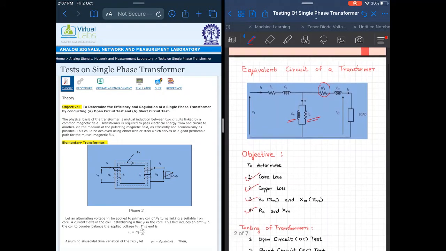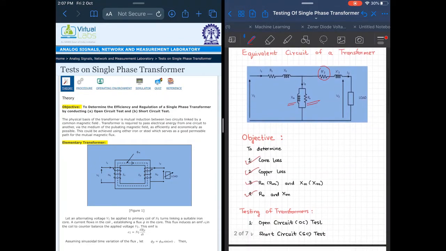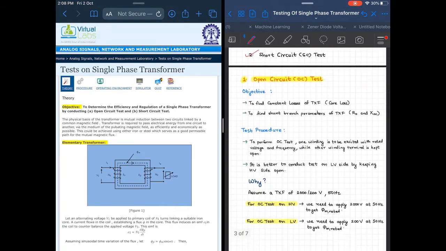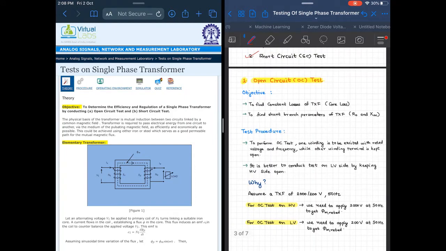So we will be performing some tests on the transformer. First is the open circuit test. Second is the short circuit test. First of all, let us start with the open circuit test.